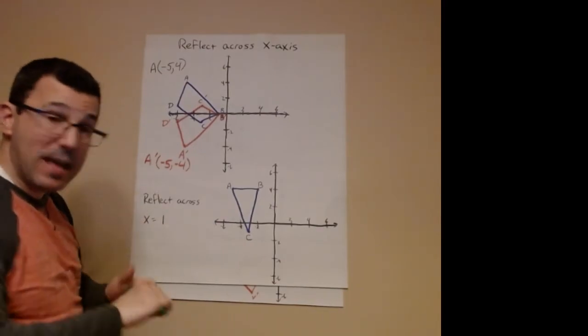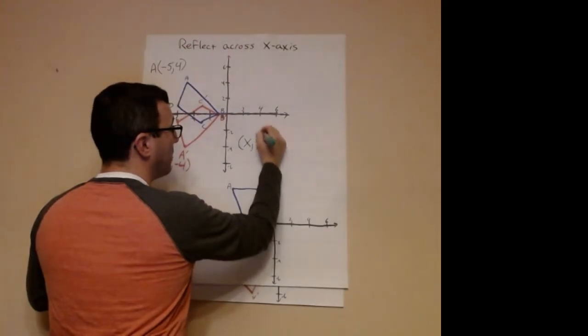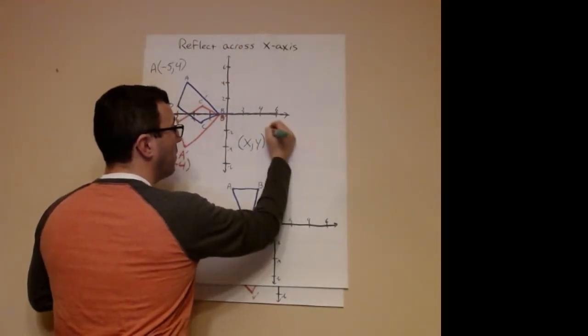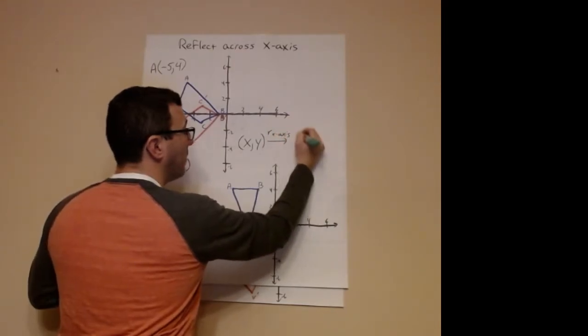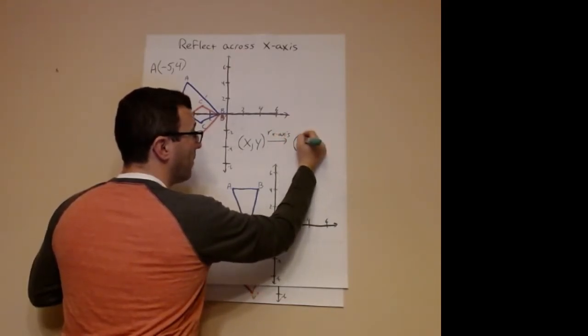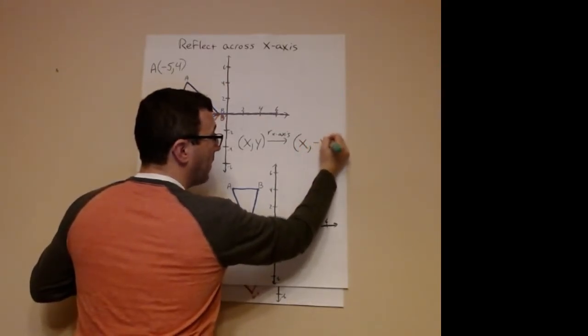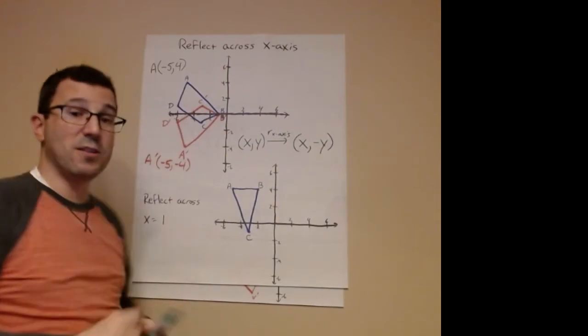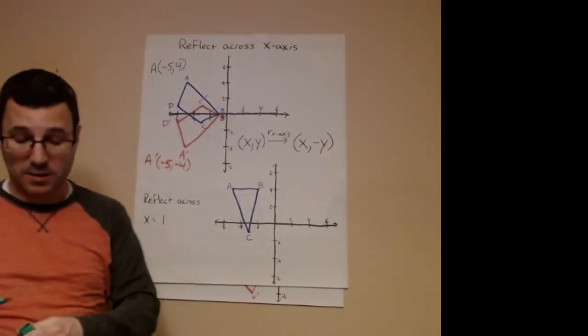So we can write that rule as x comma y, when reflected over the x-axis, is going to give us, our x is going to stay the same, but the y is going to change its sign. So if it's positive, it becomes negative. If it's negative, it becomes positive.